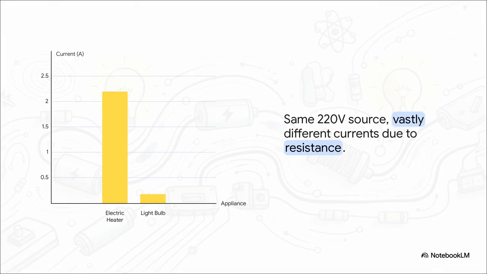Okay, let's make this real. Look at this chart. You've got an electric heater and a regular light bulb, both plugged into the same 220-volt wall outlet. So the push is identical for both. But look at the flow. The heater has really low resistance, so it just guzzles current, pulling a whopping 2.2 amps. The light bulb, though, has a super high resistance filament, so it only sips a tiny bit of current, just 0.18 amps. See? Same push, but a different squeeze results in a totally different flow. That's Ohm's law in action, right there.